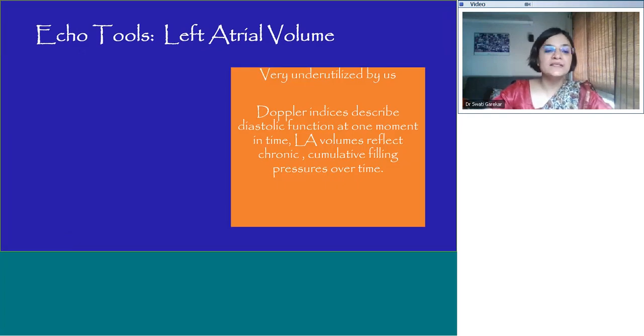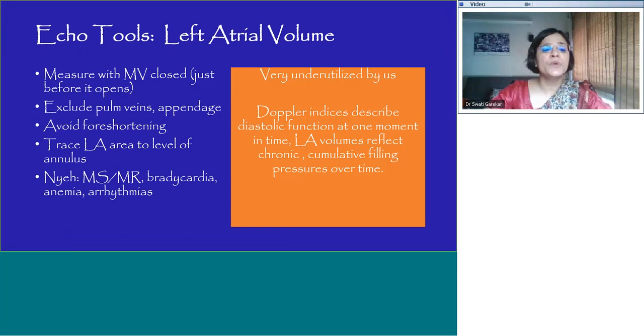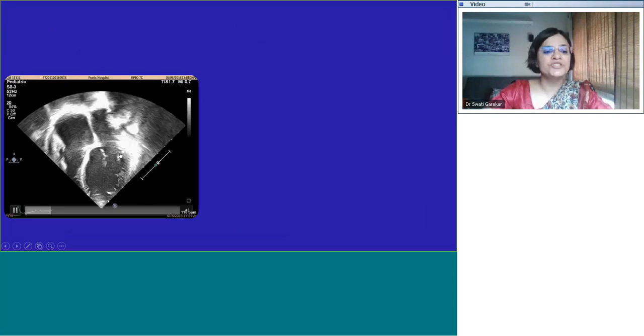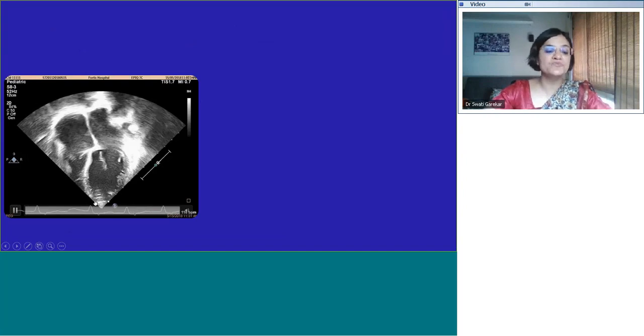An important tool that we don't utilize is tool number 3, which is left atrial volume. It denotes chronic diastolic dysfunction. And there's a way to measure it. To get your apical 4-chamber view, you have to get into the lowest rib space possible. That creates this kind of view, which will help decrease the foreshortening.